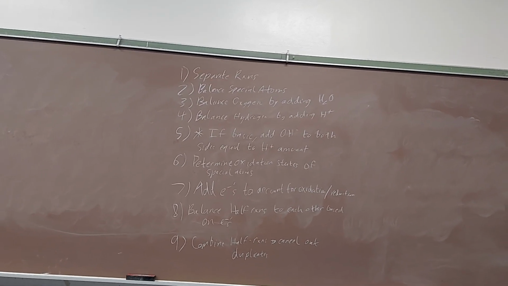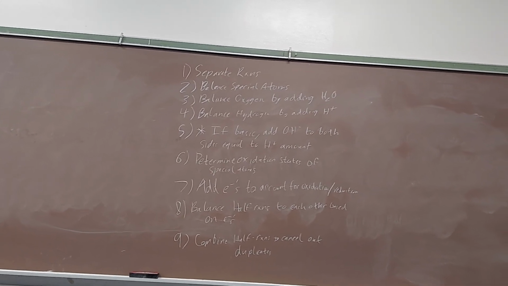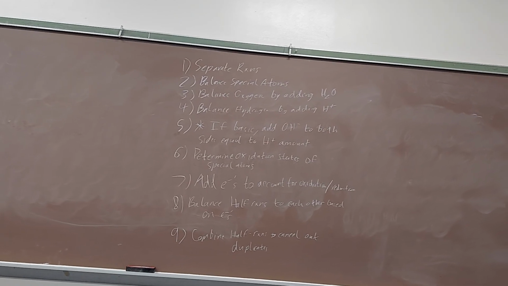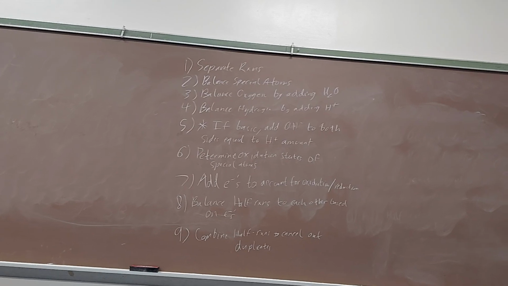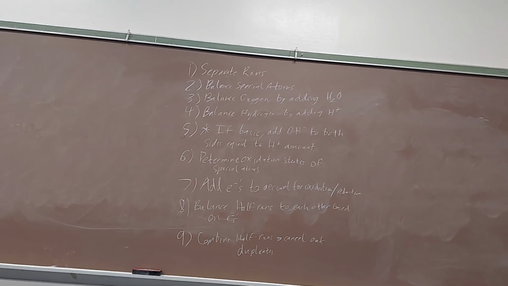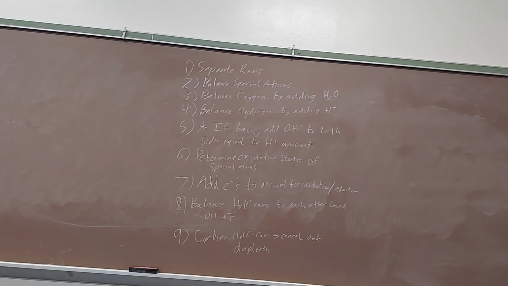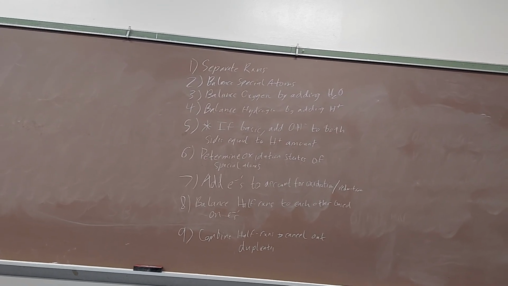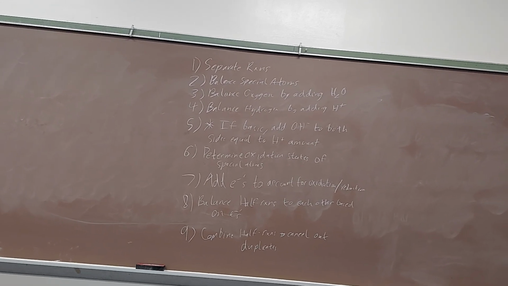You're going to determine the oxidation state of special atoms. Then step 7, you're going to add electrons to account for the oxidation and reduction occurring. Then in step 8, you're going to balance the half reactions to each other based on the electrons. And then step 9, you're going to combine half reactions and cancel out any duplicates. So if there's waters in both, you're going to cancel those. If there's OH minus or H plus in both, you're going to cancel those until it's only on one side.